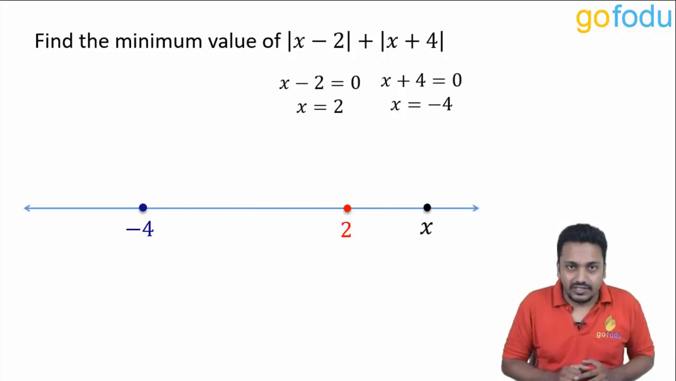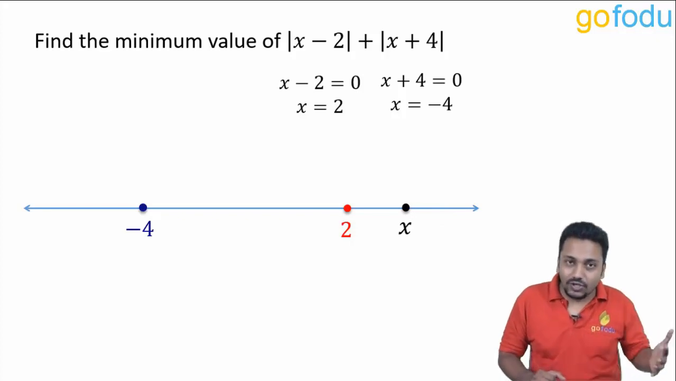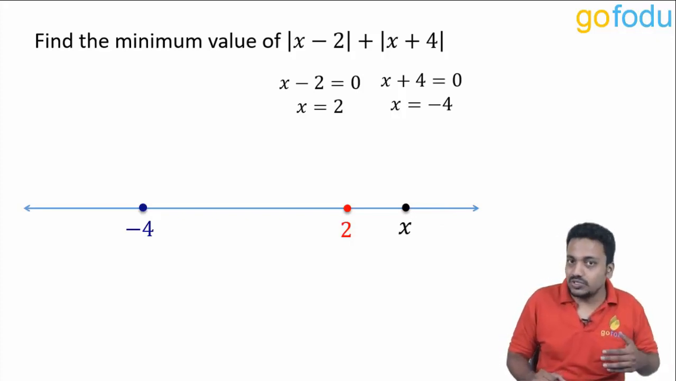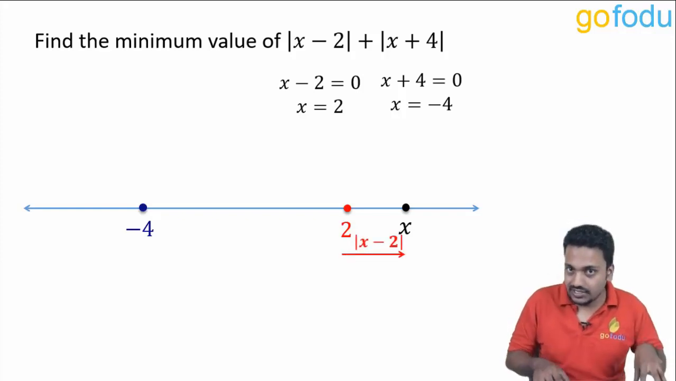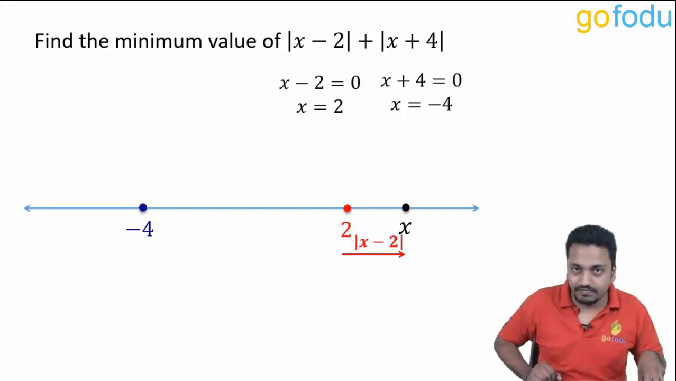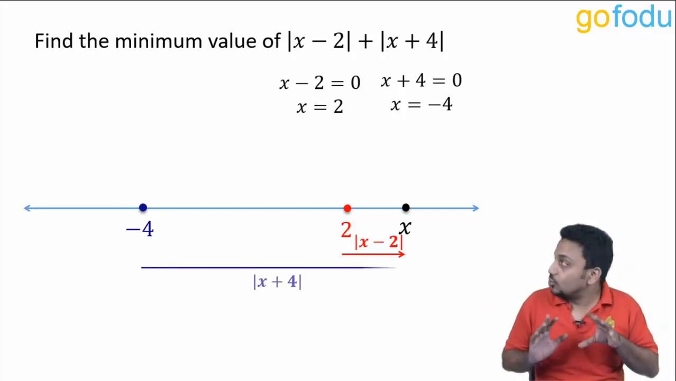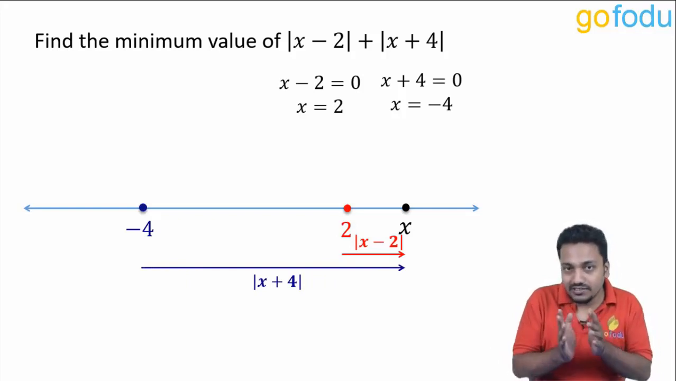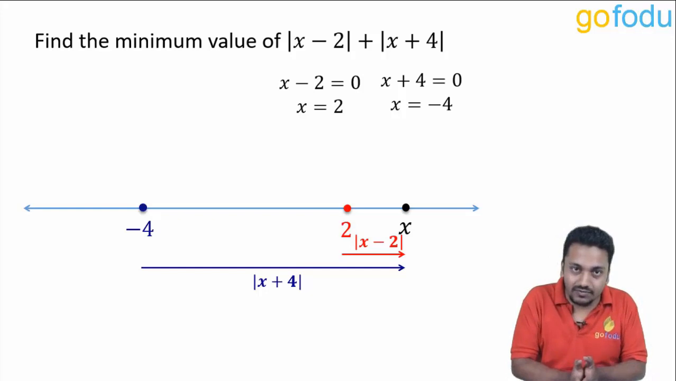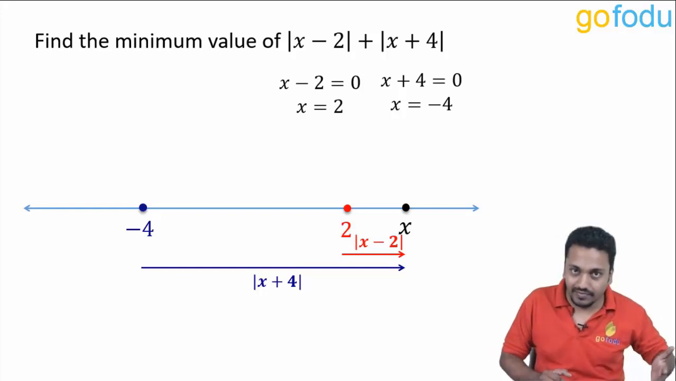Let's take this case first. x is somewhere towards the right of 2. Mod x minus 2 is nothing but the distance of this point x from the origin 2. This distance is shown by the red arrow. And this distance shown by the blue arrow is mod x plus 4, the distance of point x from origin minus 4.